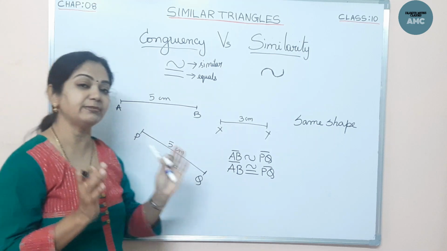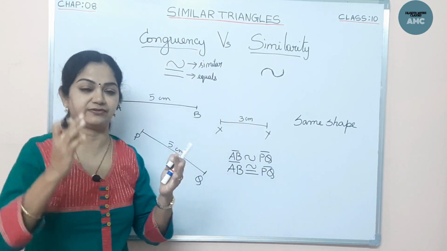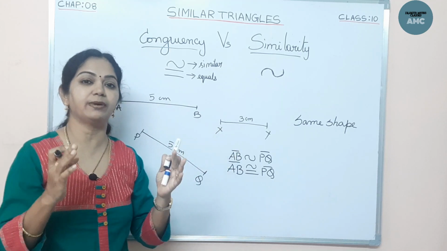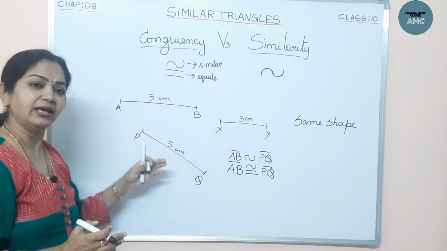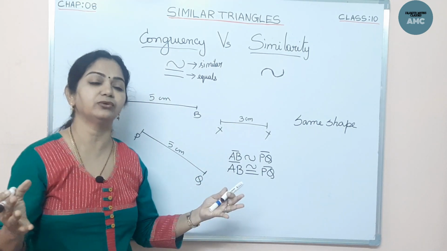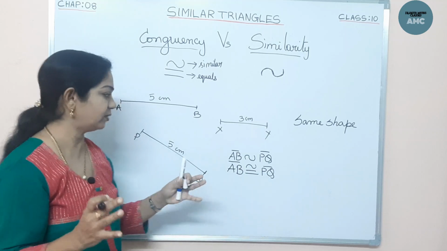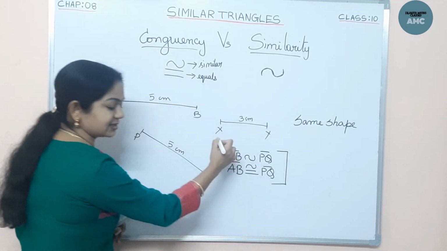So, but for similarity, size may be different. When I told about the photograph, the sizes are different. When I told about the squares, sizes are different. Sizes may be different, but they may be similar because they may have equal size or they may not have equal size. They need not be. So, these both are similar as well as congruent.